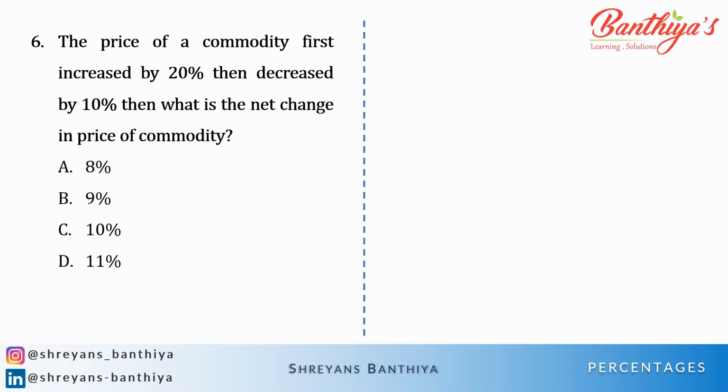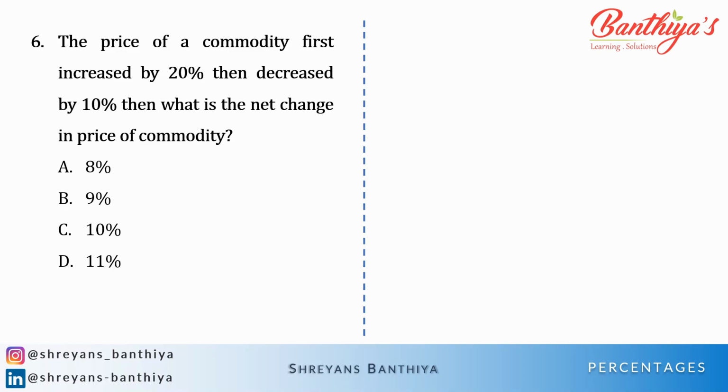The price of a commodity first increases by 20% and then decreases by 10%. Then what is the net change in the price of the commodity, is the question. Now please pause this video and try and solve this question. I hope guys that you were able to solve this question. Now without even taking pen and paper, let's see how we can solve this question, and later on we'll see the traditional method as well.